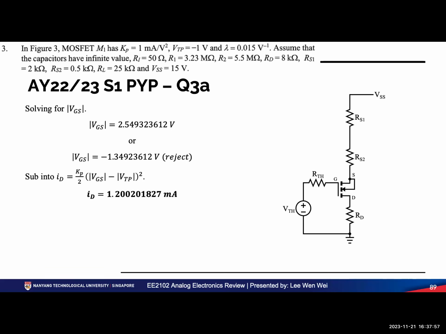Okay, so we got the same value already. What do we do next? ID. So we got the Q point. Once we got ID already, we find VDS, right? Did you all find VDS already? Remember the Q point, right? We need to find these two values, right? Oh yeah, VDS.